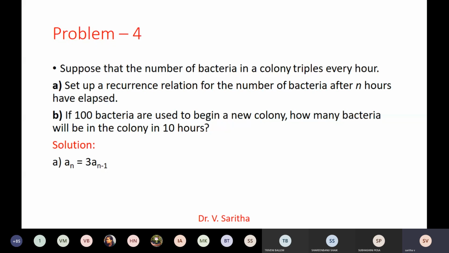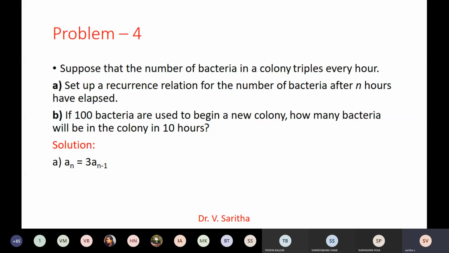Suppose, okay, fine, then I'll not confuse you. If 100 bacteria are used to begin a new colony, what is this condition actually? In the sense, the initial value is 100. Let us say A naught is 100. How many bacteria will be in the colony in 10 hours? So n is going to be 10. N is equal to 10 and A naught is 100.